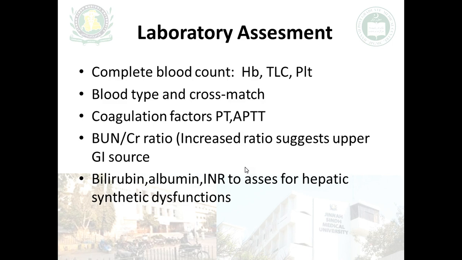Blood urea nitrogen and creatinine ratio is usually done. This will tell you, if you have a confusion and you don't know whether the source is upper GI or lower GI, there are fair chances that an increased ratio will suggest an upper GI source. It means that blood urea nitrogen is higher than the creatinine. Then the LFTs, liver function tests like bilirubin, albumin, INR to assess the hepatic synthetic function, whether the liver is functioning normally, or this is a case of chronic liver disease.